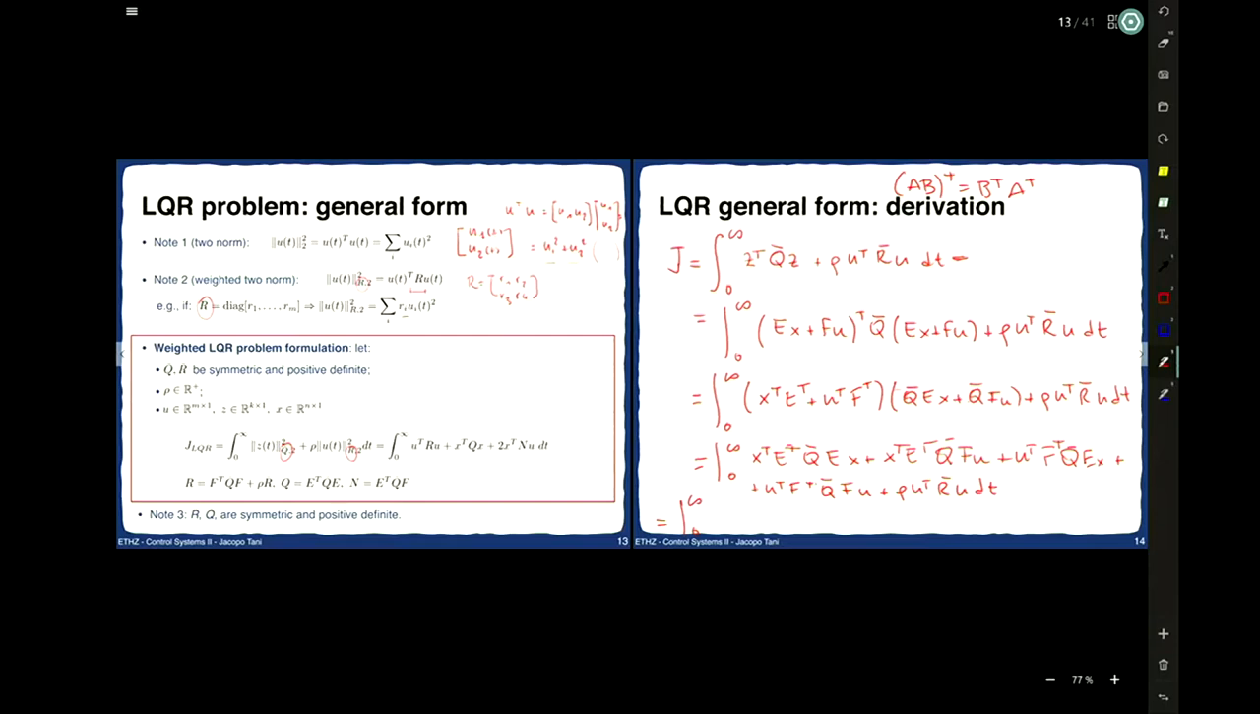We're just going to rearrange things in such a way that we have X transpose times what? One term is going to be the quadratic term in X. So we have E transpose Q bar E times X. Then we have a quadratic form in U, which is going to include which terms? We have this term here and this term here, right? So this is U transpose F transpose Q bar F plus rho R bar times U, plus this other last term.